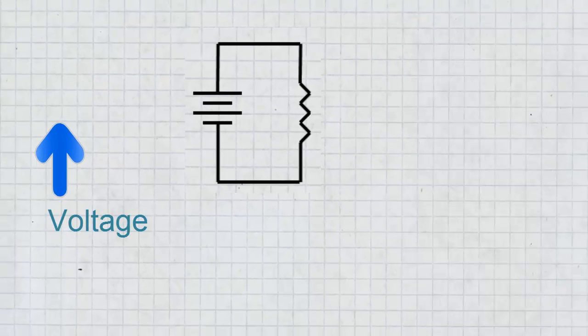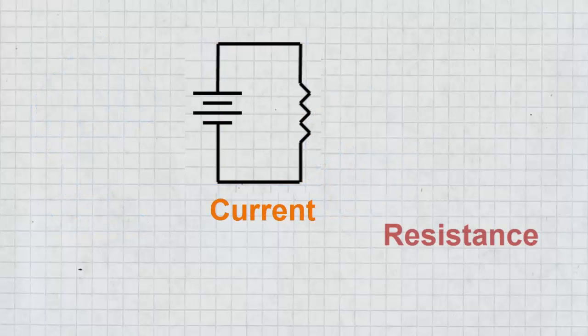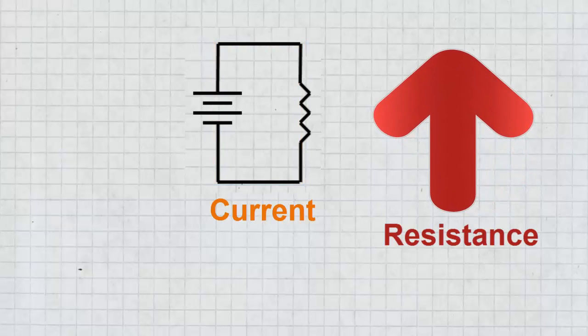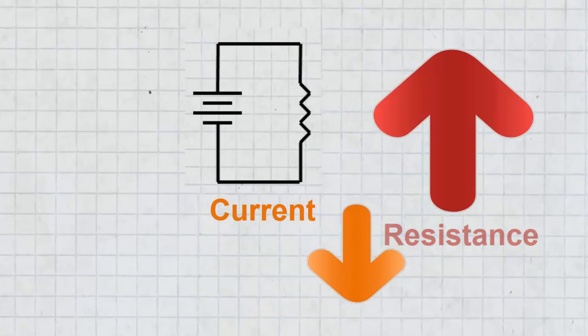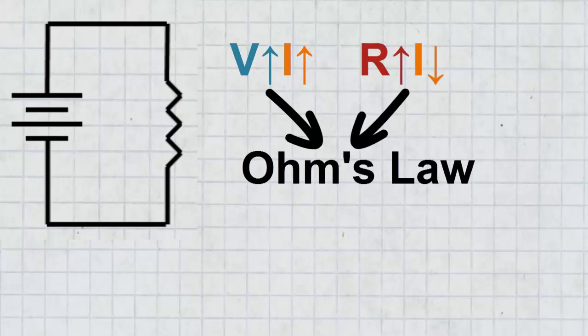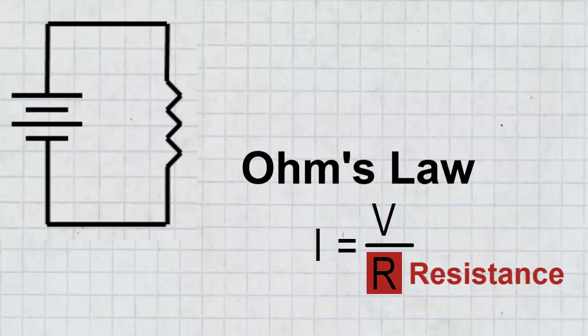The stronger the voltage source, the more current will flow through the circuit. The greater the resistance or load of the circuit, the lower the amount of current that flows through the circuit. Mathematically, we can state this relationship using a formula known as Ohm's law, written I equals V divided by R. The letter I represents the current, V represents voltage, and the letter R represents resistance.